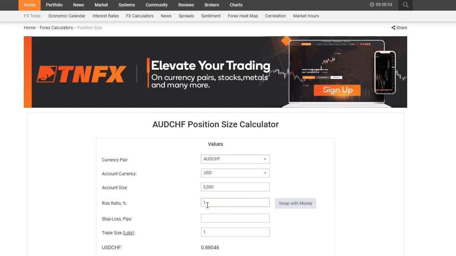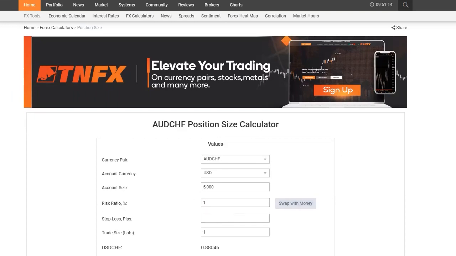1% is what we are risking. But if you know the amount you want to risk, you can come here and choose swap with money, and you put the amount you want, $50. But now we are not doing swap with money. We are doing the risk ratio, and we're risking only 1%.